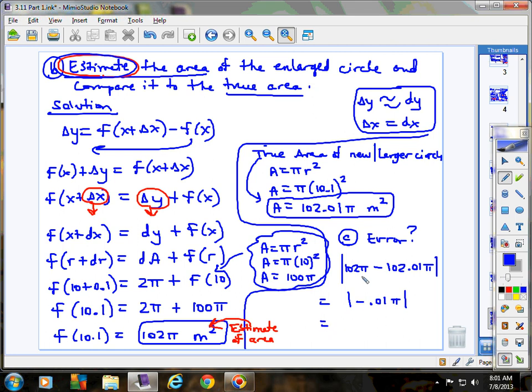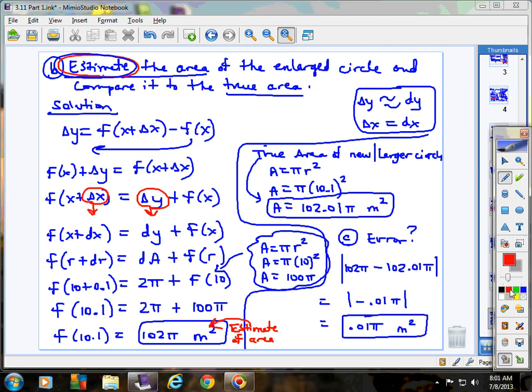It's like if you had 7x minus 8x, you'd still have a negative x. You wouldn't just have the negative 1, would you? So you still have the pi there with it. And so the positive of that is 0.01 pi. They leave it like that. They don't try to make it into a decimal by multiplying out the pi.